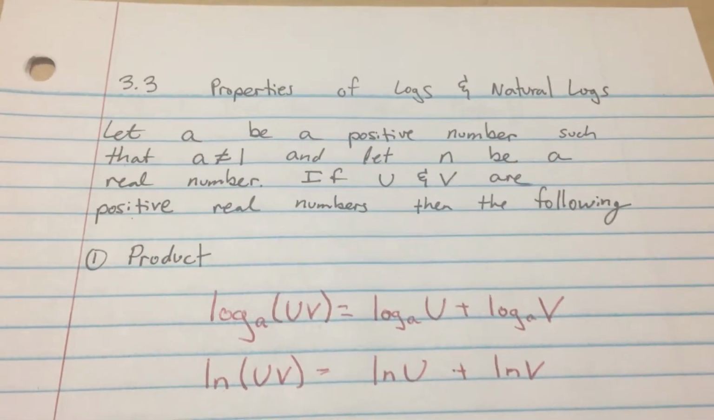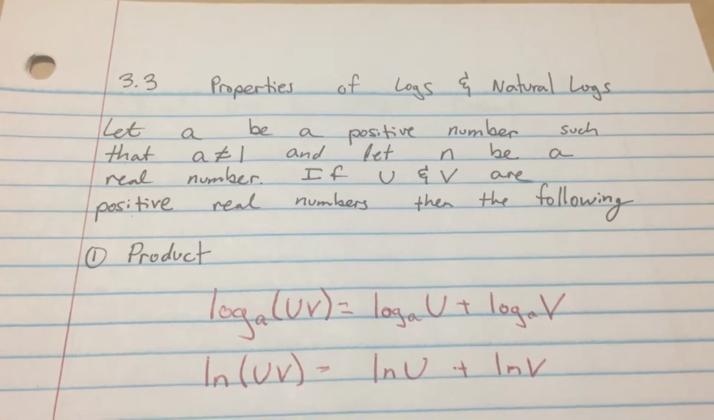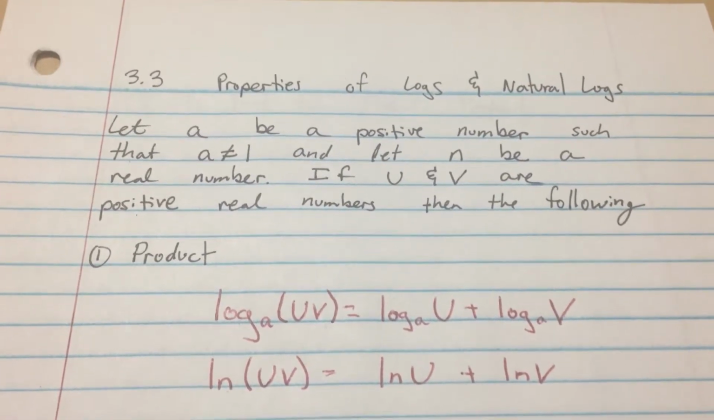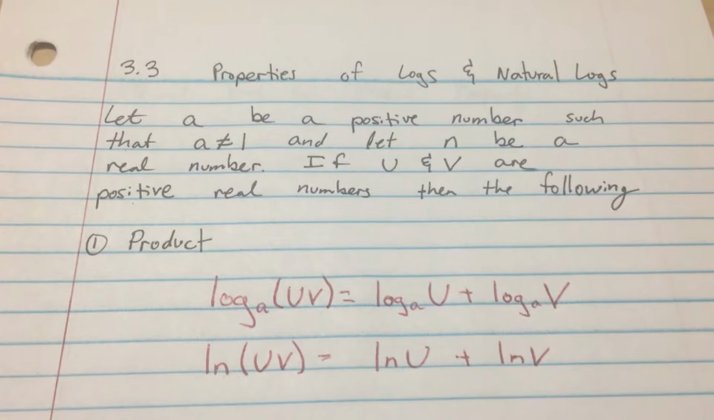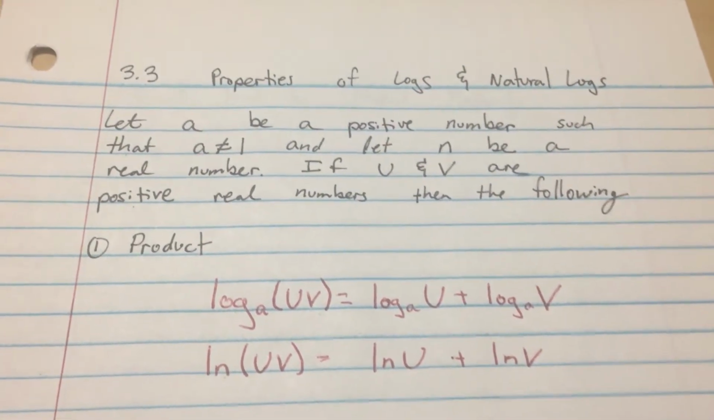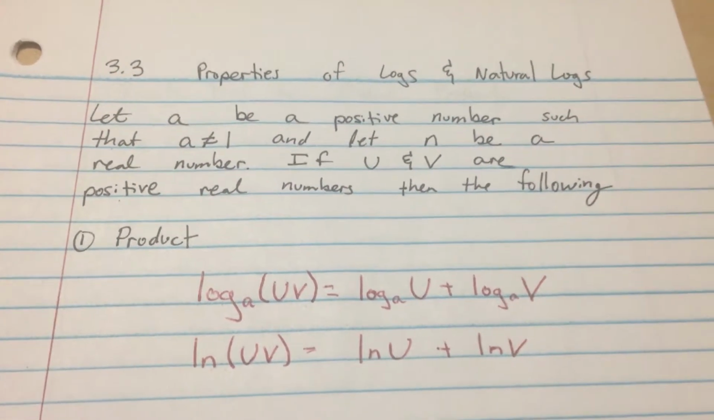This kind of takes us back to our exponent rules. So if we know our exponent rules, when we multiply numbers with the same base, we add our exponents. So that's where the product property really comes into play.